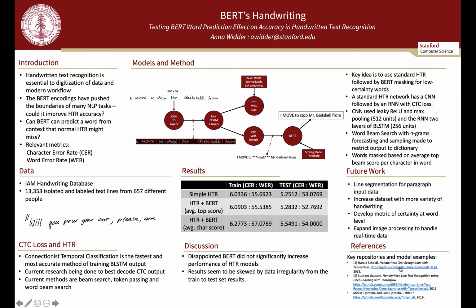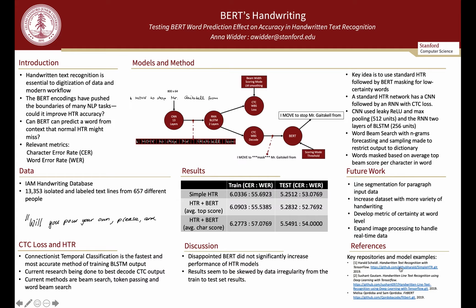I was training my loss from the RNN using word beam search, which is a relatively new connectionist temporal classification method of training. It restricted the output of beam search to words that were in the dictionary. This was essential because BERT needs words to make its prediction. It can't just choose words based on gibberish. It needed most of the sentence to make sense, and then it would predict words that were uncertain.